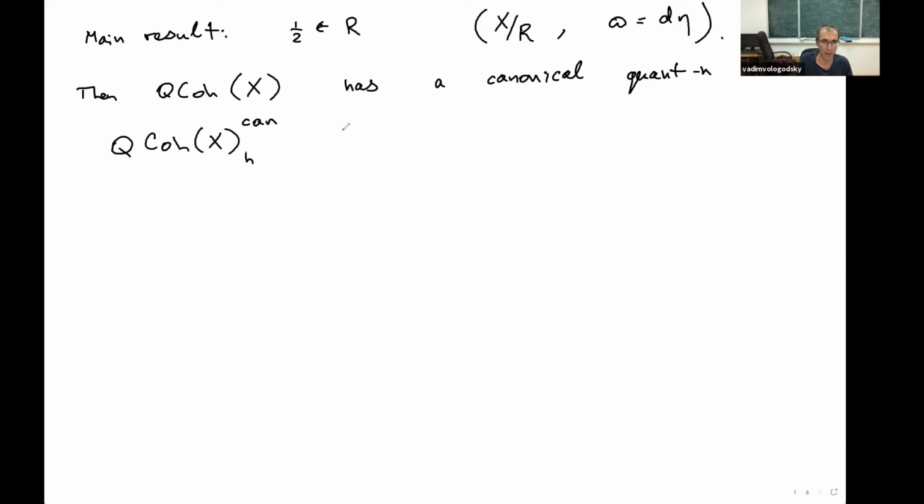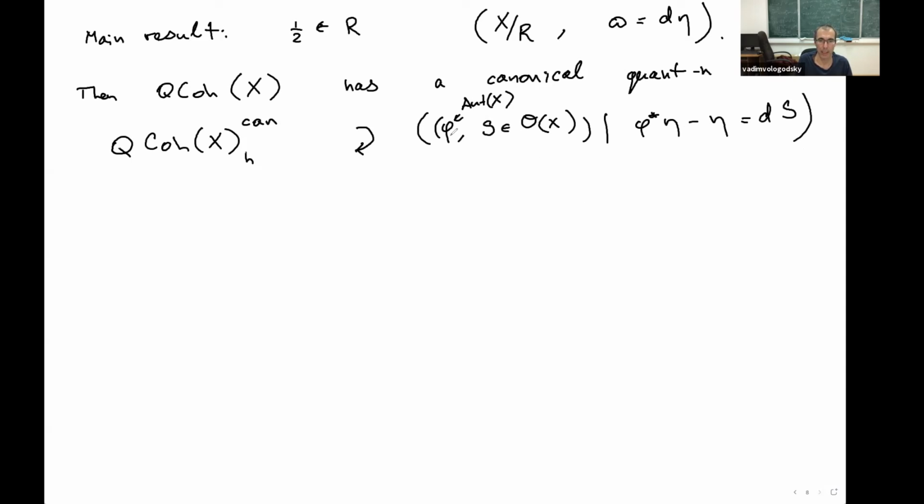And again, the basic property of this is that it has the word canonical here, in particular, that everything that preserves this structure acts on this category. So I will tell you precisely what the group is that acts here. I consider all pairs phi, comma s, where s is a function on X and phi is an automorphism of X, with the following property: phi upper star of eta minus eta is not zero, but it's the differential of s. So I consider all automorphisms that translate this one form by an exact form.